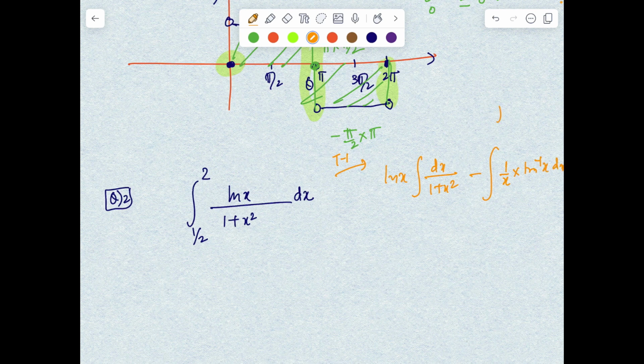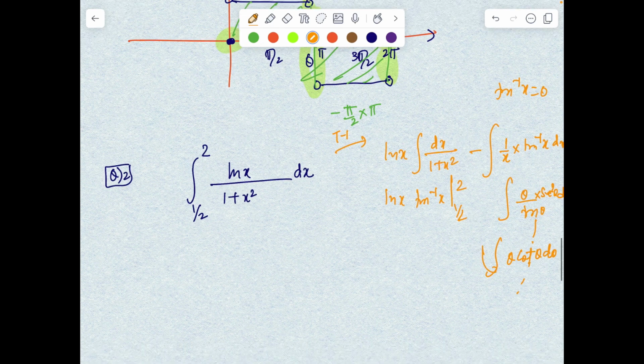Again, tan inverse x by x, probably you can take tan inverse x as some theta, so we'll get theta by tan theta, right? And since x is tan theta, so dx is secant square theta d theta. Now tan you can write as sin by cos, so it's basically theta cot theta d theta, and then probably you can again use integration by parts. Okay, so it will be ln x tan inverse x, that evaluated from half to 2, and the rest again can be taken care of.